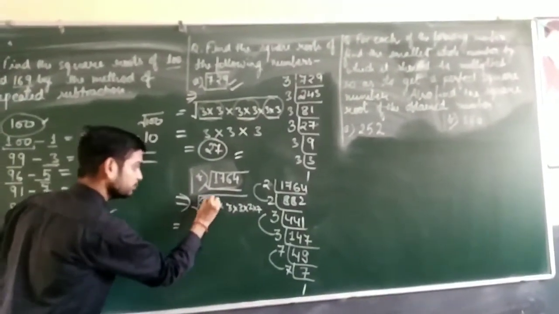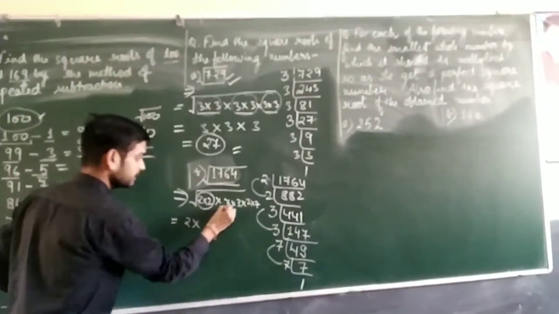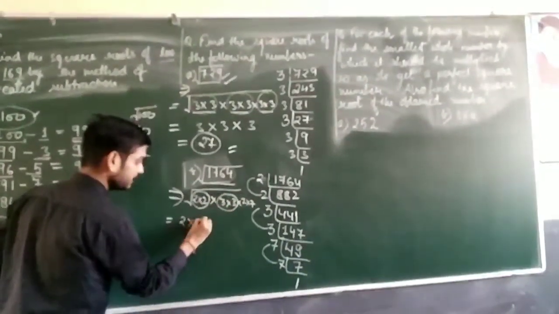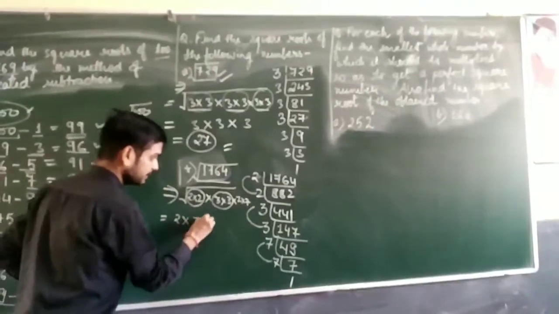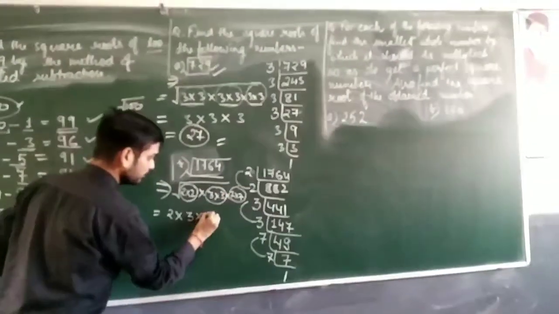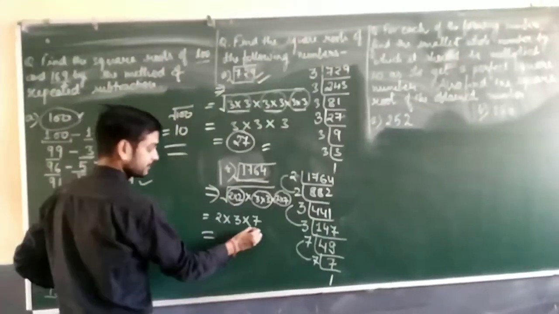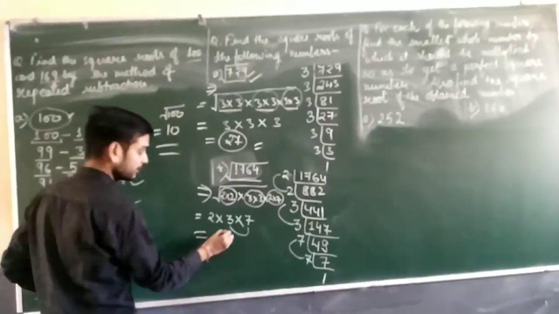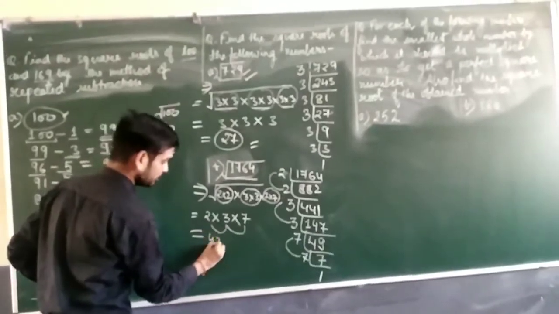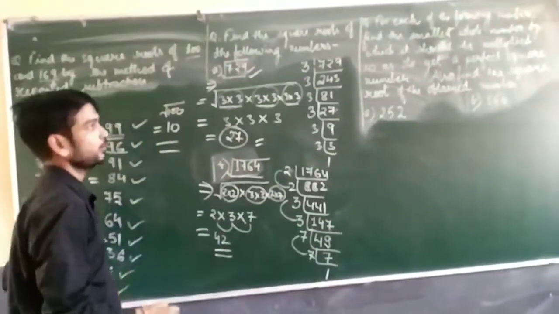You can see 2 is 2 times, that means we can pick 1 2, then 3 is 2 times, then again we can pick 1 3, then 7 is 2 times. So we can pick only 1 7. Now do the multiply. 7 3s are 21, 21 2s are 42. So its square root is 42.